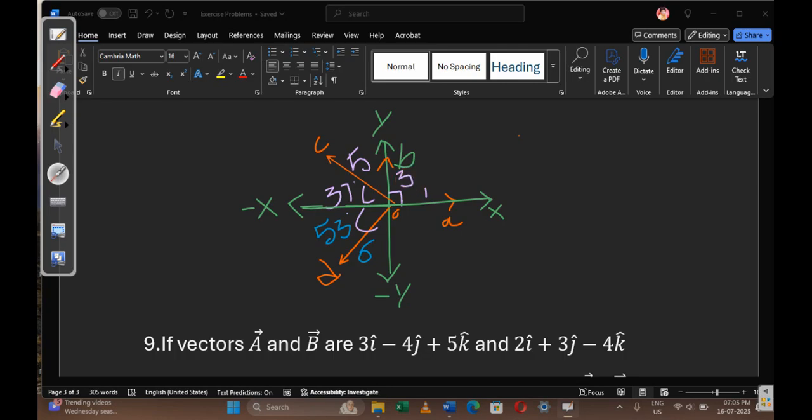So in third quadrant, the vector c bar is making an angle of 37 degrees with the minus x-axis and its length is 5 centimeters. So in fourth quadrant, the length of vector d is 6 centimeters and it is making an angle of 53 degrees. So let us discuss this.